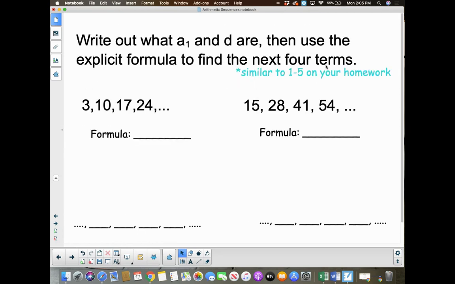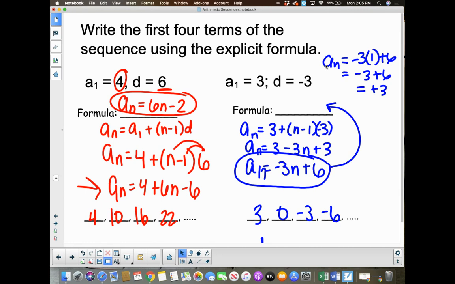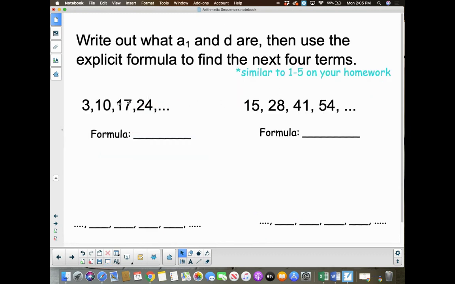Okay, so this is just a different way. If you notice, I'm flipping through the slides here. I give you your first term and your common difference. The next way they could ask you is if they just give you the sequence, and you can find your first term and your common difference as well. So it's just another way. If you need more examples, write those down and go through those.